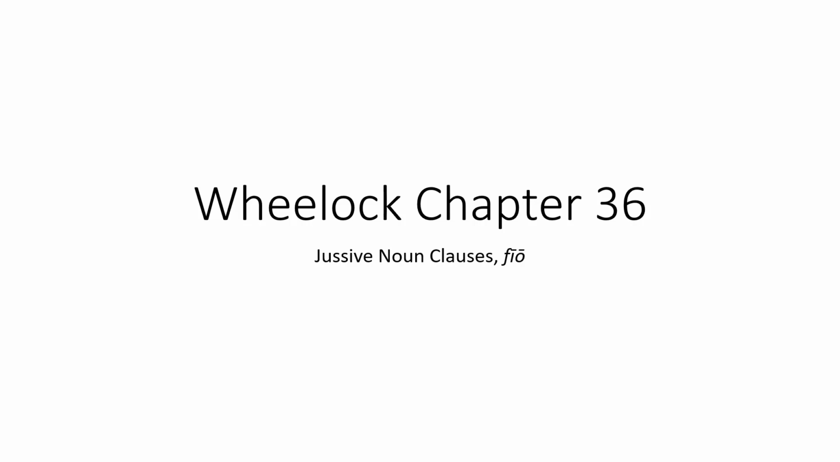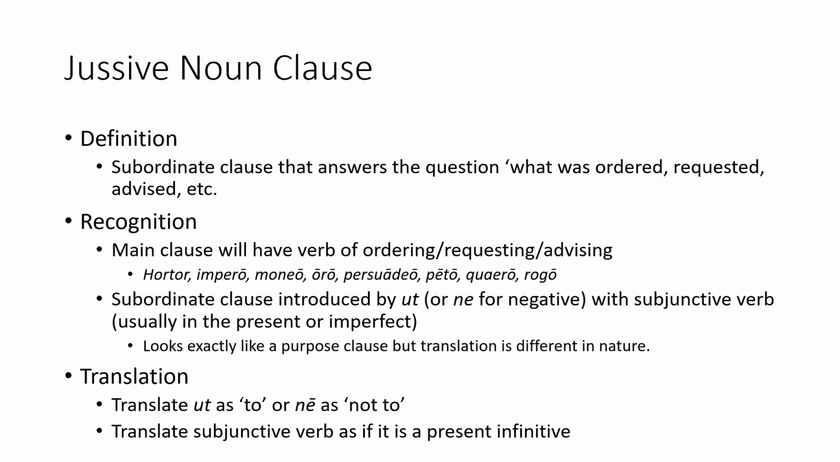Today we will be focusing on Wheelock Chapter 36, which introduces the new subordinate subjunctive clause, the adjective noun clause, and another irregular verb, fio. Let's begin. Let's start with how we can define, recognize, and translate adjective noun clauses.